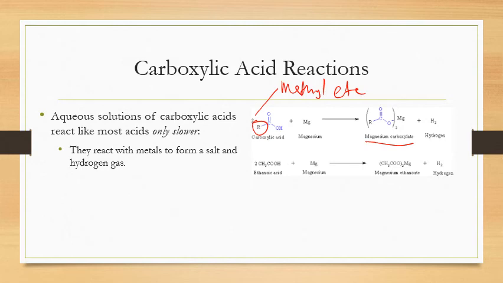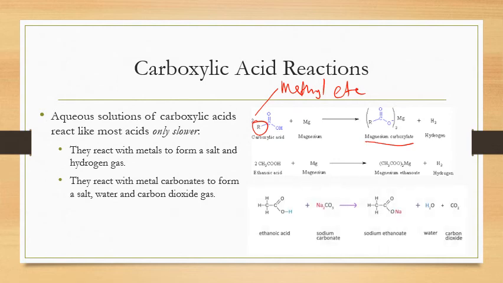Okay, so there's an example there. Ethanoic acid reacting with magnesium to form magnesium ethanoate and hydrogen. And also, just like a normal acid, they react with metal carbonates to form a salt, water, and carbon dioxide gas. So again, ethanoic acid reacting with sodium carbonate forms sodium ethanoate, water, and carbon dioxide is given off, which of course turns lime water cloudy, so you know you've got carbon dioxide. So those are the kind of examples of carboxylic reactions.